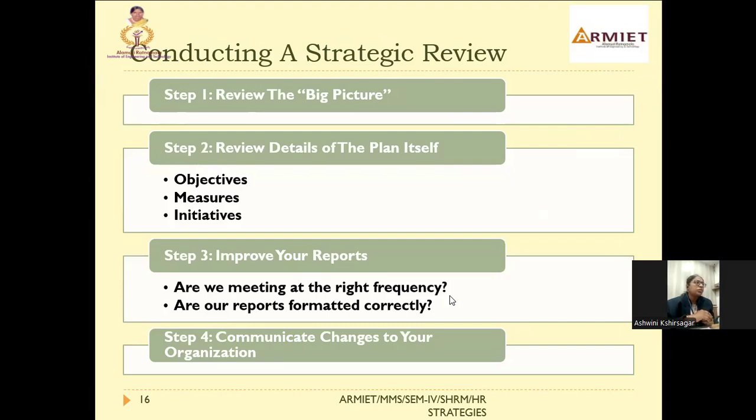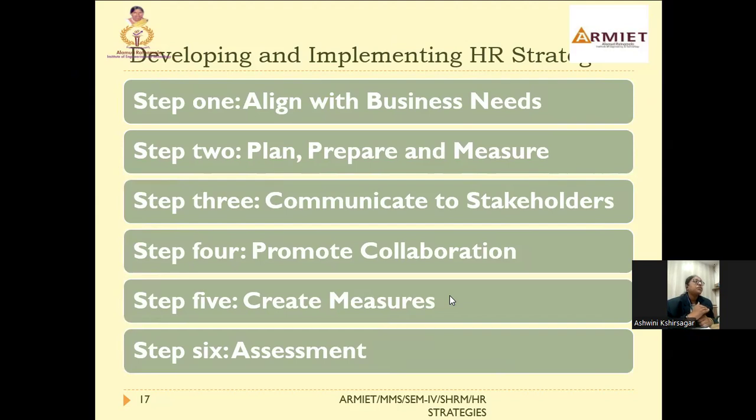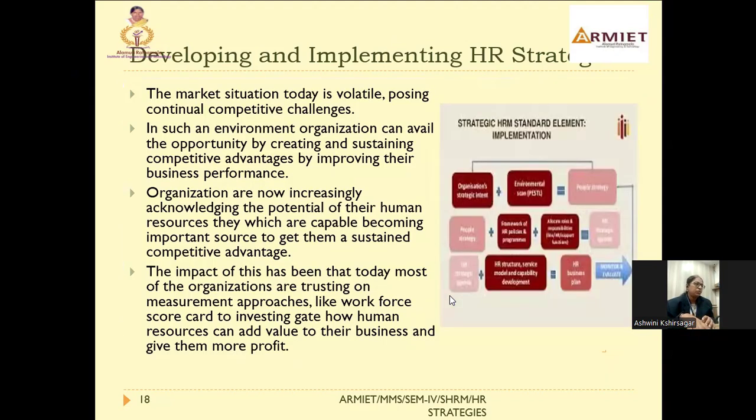Conducting a strategic review: review the big picture, review the details of the plan itself, objectives and major initiatives. Are we meeting at the right frequency? Are we reporting in the formatted way correctly? Communicate changes to your organization. So here you can go with the different steps of developing and implementing the HR strategy: align the business needs, plan and prepare the measures, communicate to the stakeholders, promote collaboration, and then create the measures and assess the system.